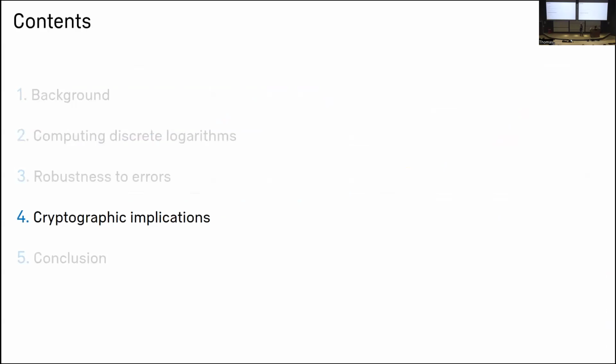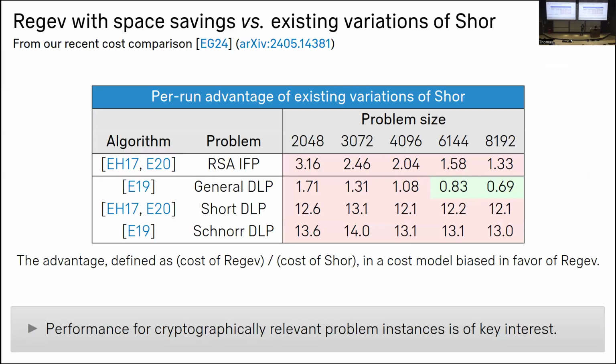Now, I would also like to mention some follow-up work, which Martin and I also did regarding the actual cryptographic implications of these new quantum algorithms. And this is available on arXiv. To consider the cryptographic implications, we have done a cost comparison between Regev's algorithm with the space-saving optimization of Regev to previous variants of Shor's algorithm.